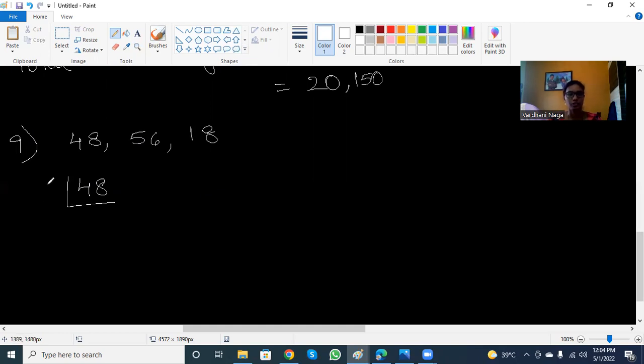Let's check. So let's take the 2 table here. 2 2s are 4, 2 4s are 8, 2 12s are 24, 2 6s are 12, 2 3s are 6, 2 doesn't go, 3 1s are 3.